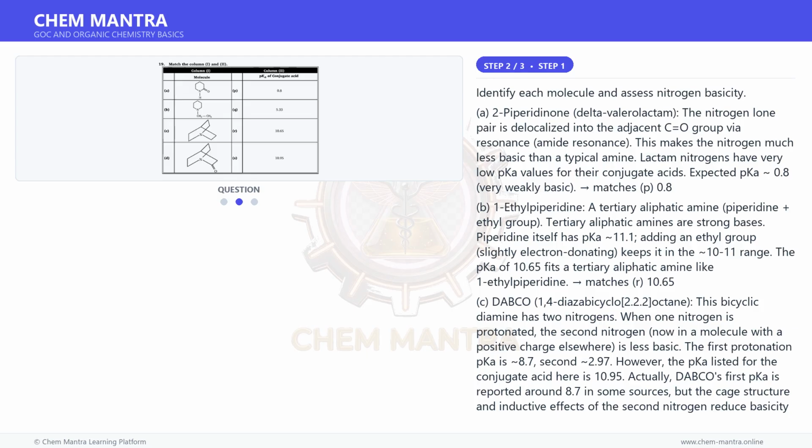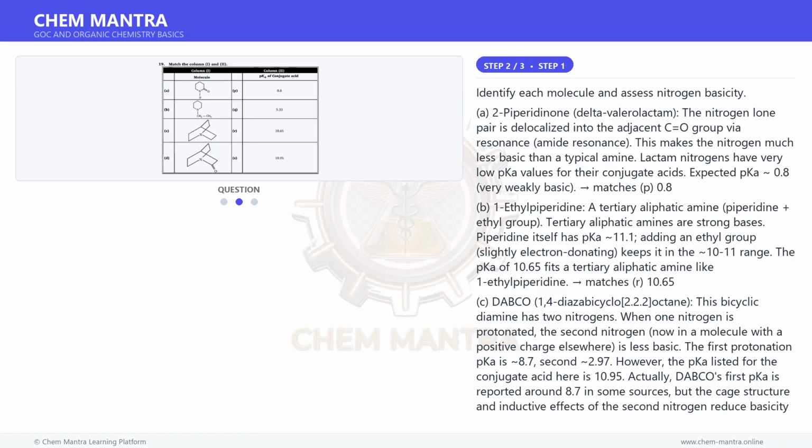A. 2-Piperidinone, delta-valerolactam: the nitrogen lone pair is delocalized into the adjacent C=O group via amide resonance. This makes the nitrogen much less basic than a typical amine. Lactam nitrogens have very low pKa values for their conjugate acids. Expected pKa ~0.8, very weakly basic. Matches P, 0.8.